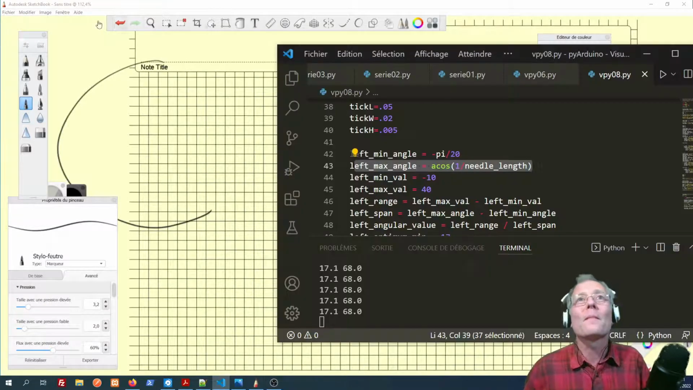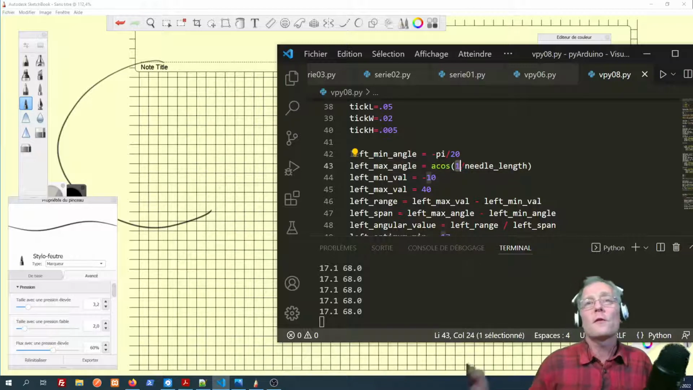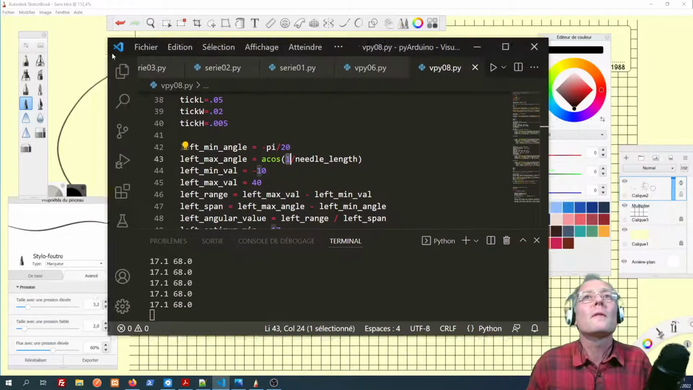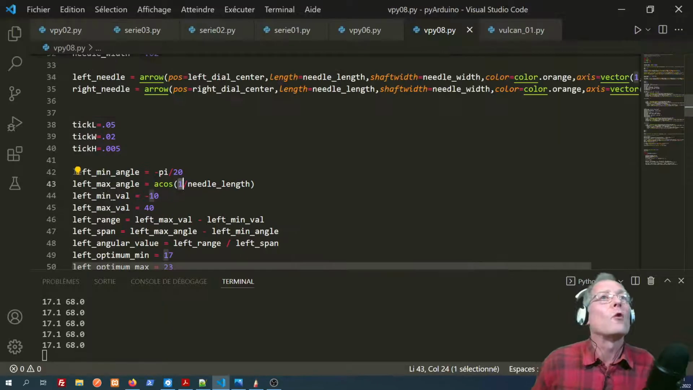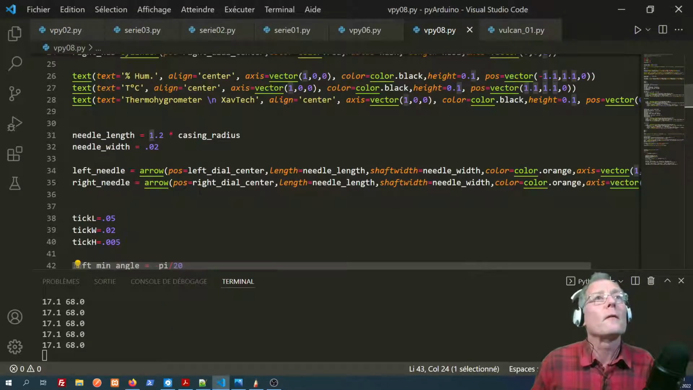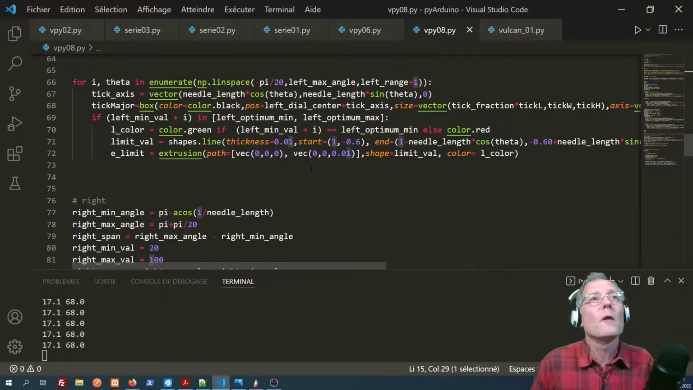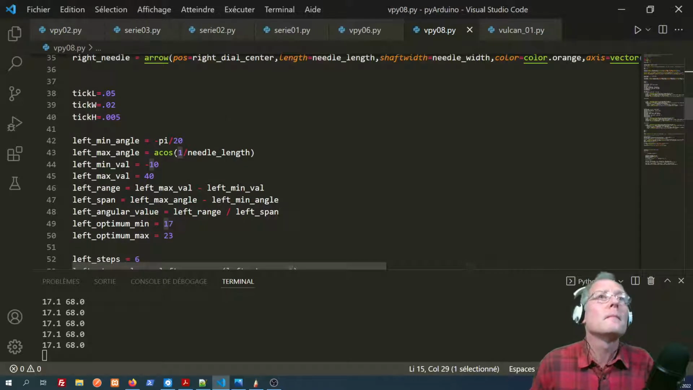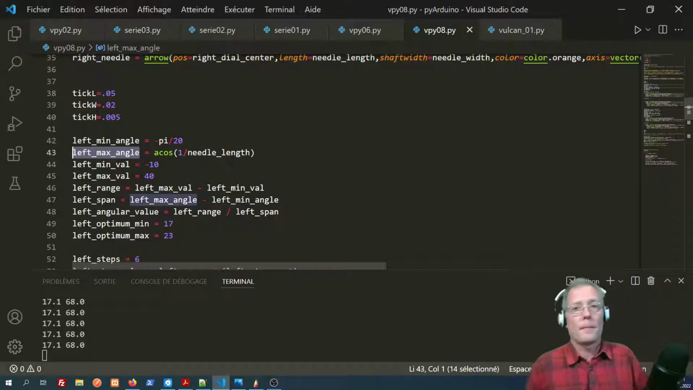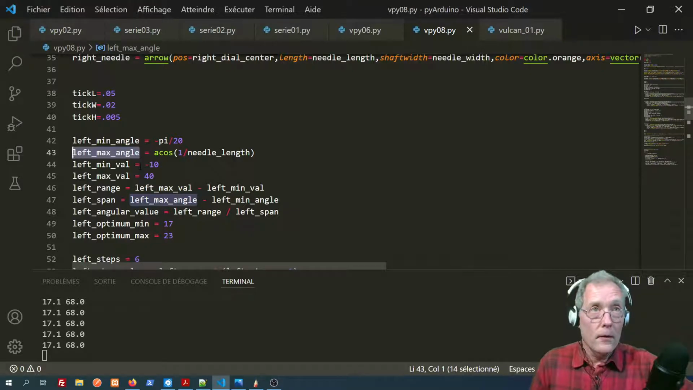Okay, so this is what we compute here. 1 is just the distance. Or we could have taken the center here directly. Yes, you see, we have 1 here. So it will be 1 over the needle length, and we take our cosinus, and that will give us the left maximum angle. Okay.